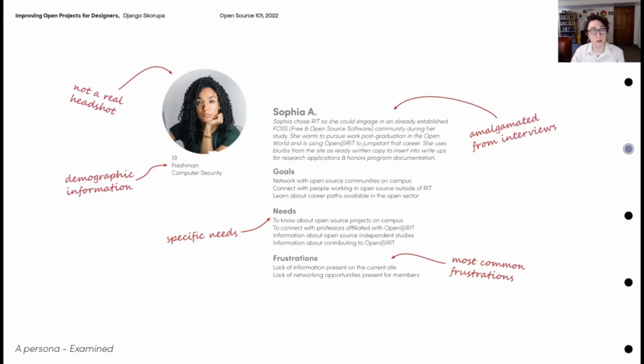Her needs were specific. These were needs that jumped out at me when I was speaking to people about their needs in the process. They needed to know. One of them needed to know about open source projects on campus. One of them wanted to connect with professors affiliated with OpenEd RIT. And then a number of them wanted information about open source independent studies and information about contributing to OpenEd RIT. The same goes for the goals and the frustrations. These were common or things that jumped out at me specifically that I felt needed to be included in my consideration when I was building the website.